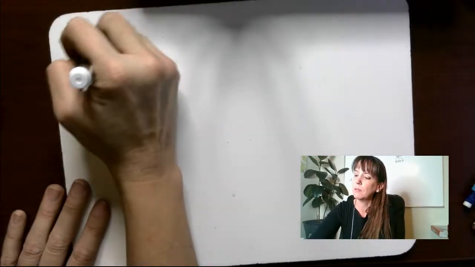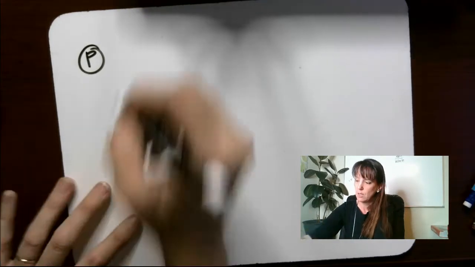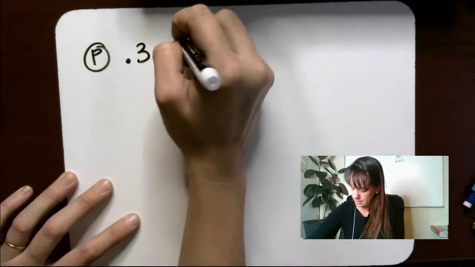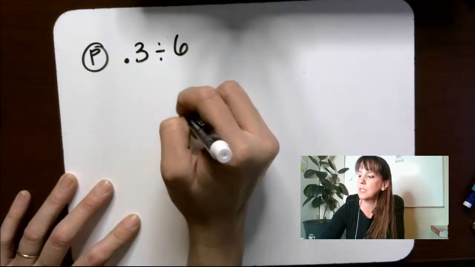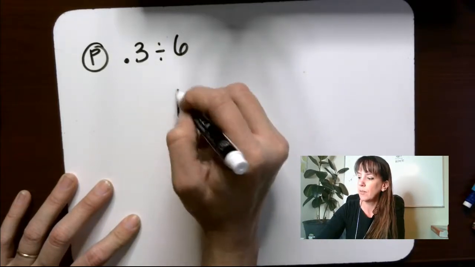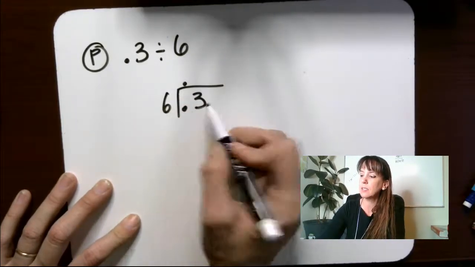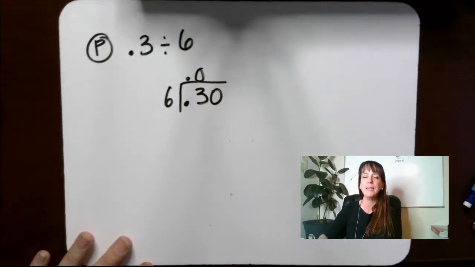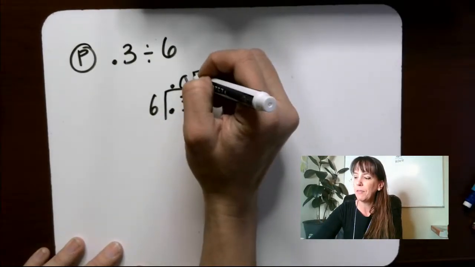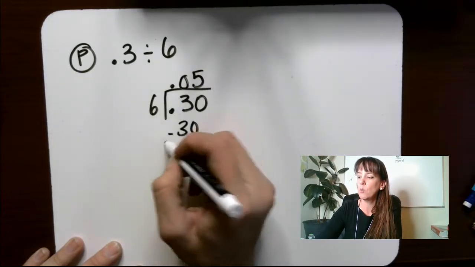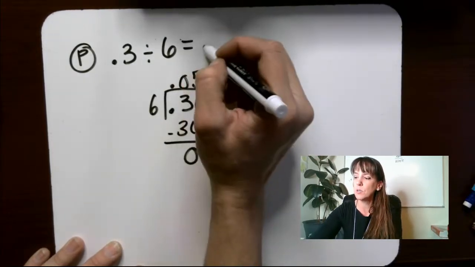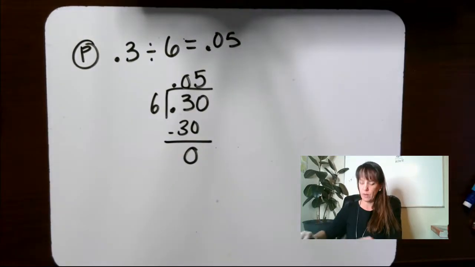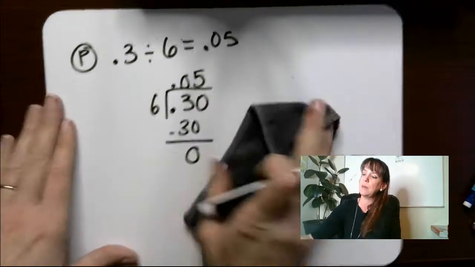Let's do P. 0.3 divided by 6. Again, we take this guy, we put this under the table, 0.3. We divide that by 6, bring that up here. 6 goes into 3, it does not. So we're gonna throw a 0 there, but we're gonna put another 0 on the end. 6 goes into 30, 5 times with no remainders. So this equals 0.05.